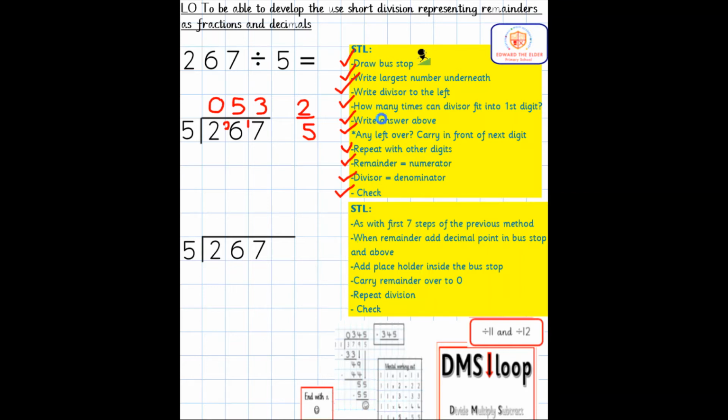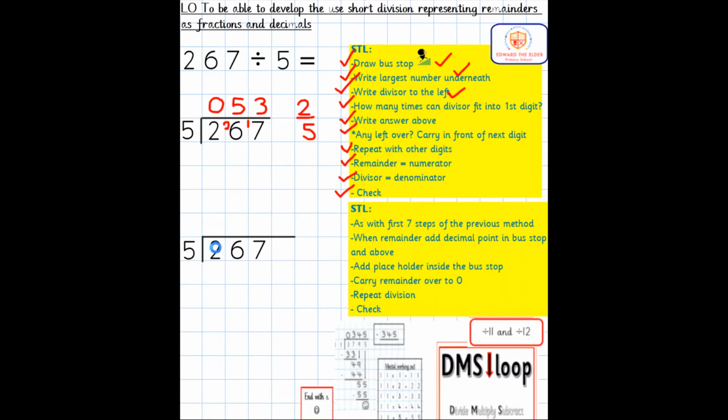So as with the previous method, we do the first 7 steps. So we draw our bus stop. Okay, and I have my bus stop drawn. I've extended it because I know I'm going to extend this number. I've written my largest number underneath, again 1 digit per square. I've written my divisor to the left. And I now work through the calculation again.